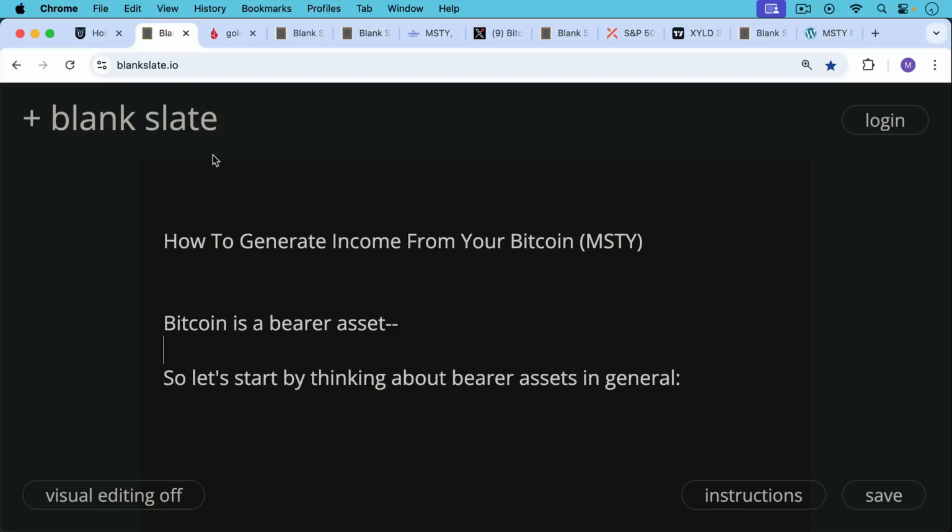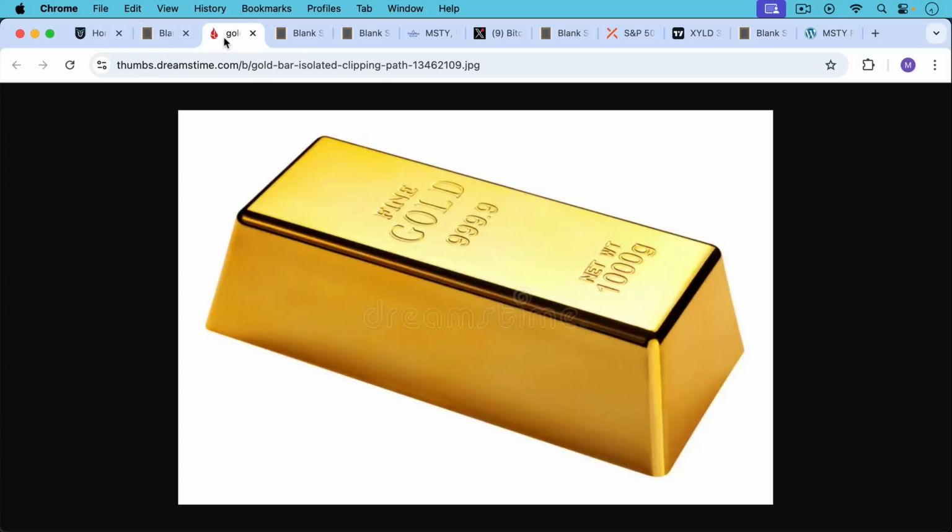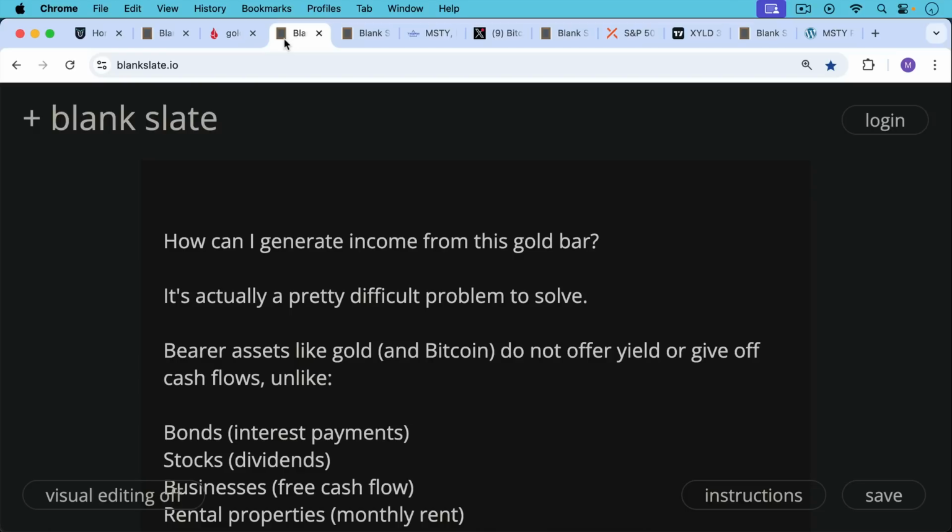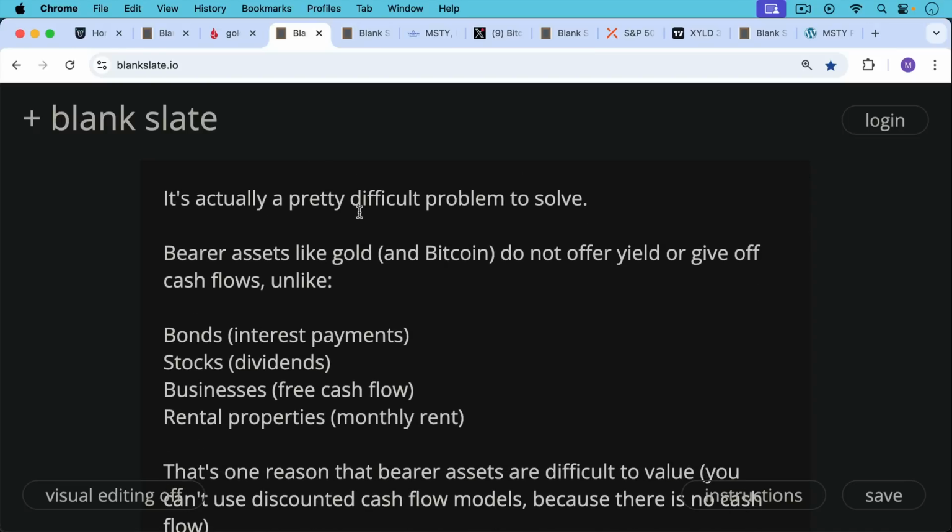So let's start by thinking about bearer assets in general. We can think about a bar of gold, which was really the original bearer asset. So how can I generate income from this gold bar? It's actually a pretty difficult problem to solve because bearer assets like physical gold and Bitcoin do not offer yield or give off cash flows, unlike bonds, which offer interest payments, stocks, which can offer dividends, businesses, which can generate free cash flow, and rental properties, which can generate monthly rent.